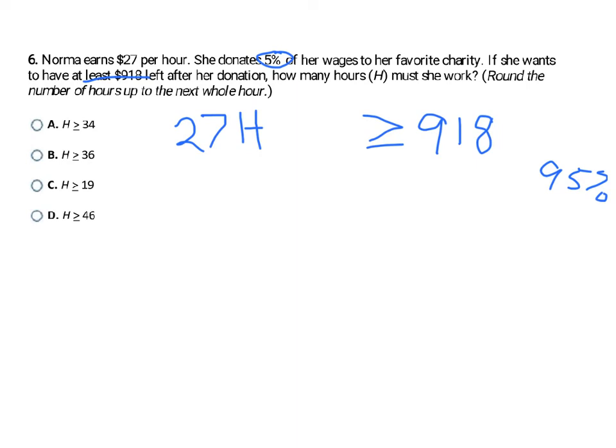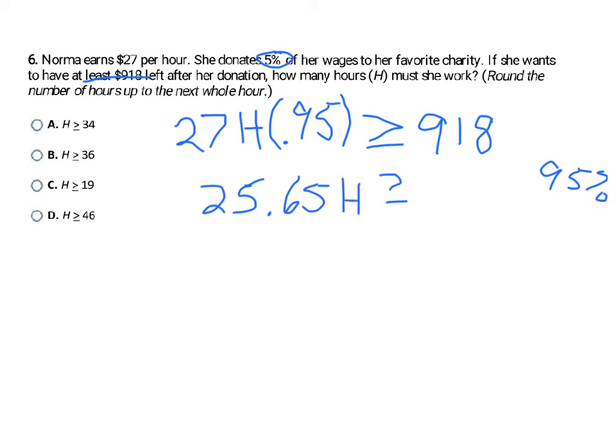And so to see how much of that she actually gets to keep after those hours, we're going to have to multiply that times 0.95, which is the decimal form of 95%. And so we're going to go ahead and have to do 0.95 times 27. You're probably going to have to go off to the side and work that out, but once you do that, it's going to be 25.65 H. And then I'm going to have to divide both sides by 25.65. And you're going to have to go off to the side and work that out too.